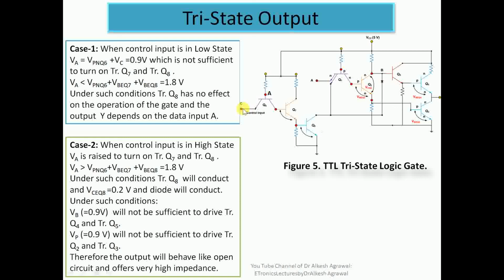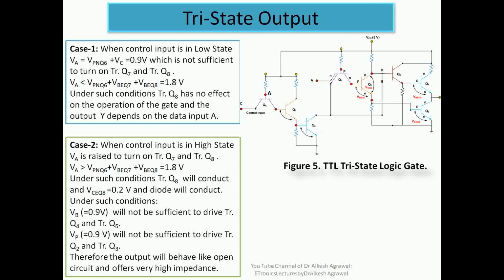You can see with the facts and figures, when control input is low, the potential at this point is at most 0.9 volt, which is not sufficient to drive this potential of VBE Q6 plus VBE Q7 and VBE Q8. So both these transistors will be in cutoff mode, and therefore this whole unit will be cut off from this main unit. The diode will not conduct. Under this, the output Y depends upon input A. So this is the first case.